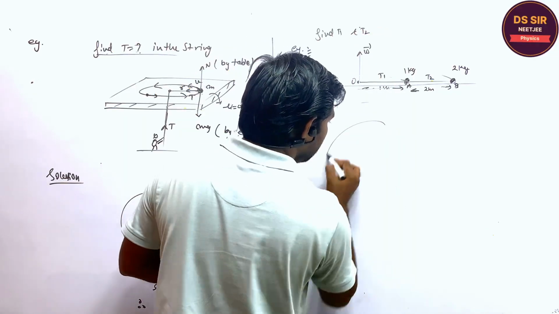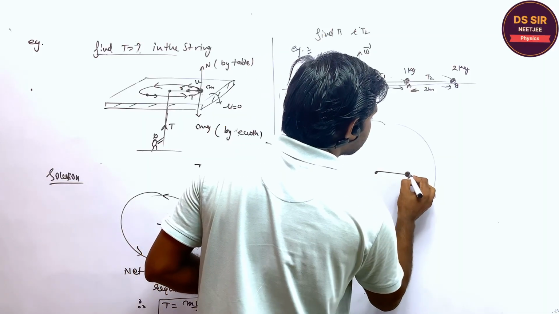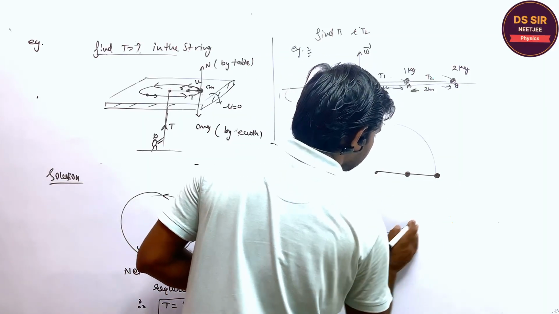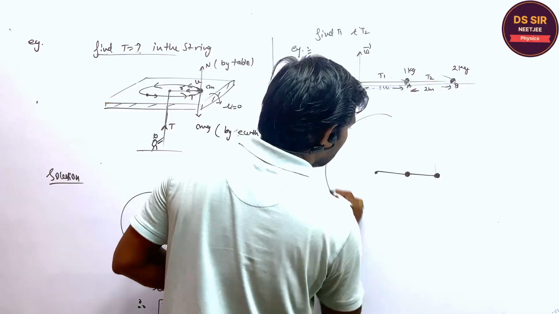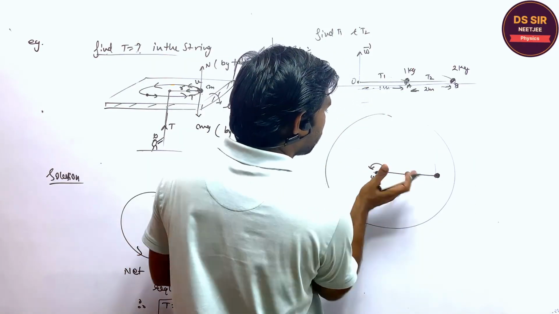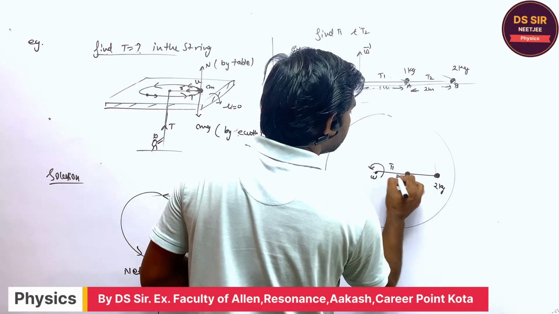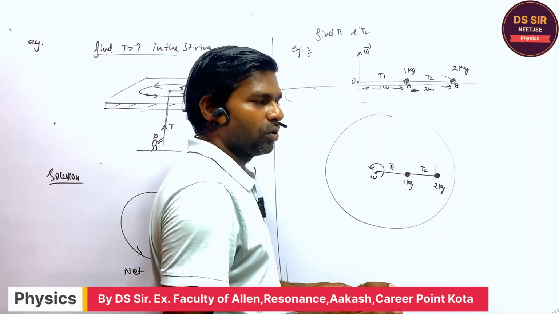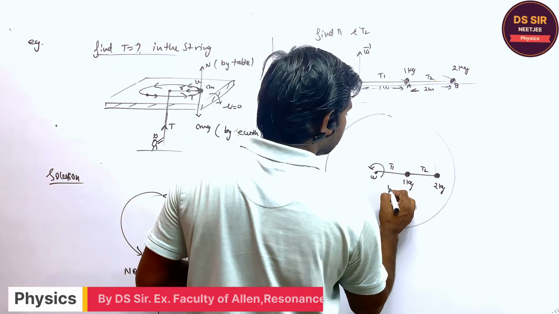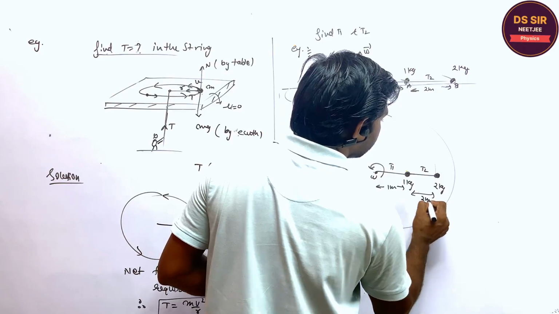If you want to see the top view, this is the one mass, this is the other mass, right? And on the horizontal table, they are rotating like this. This is the angular velocity. This is the 1 kg block, this is the 2 kg block, the strings have tensions T1 and T2. Do you understand or not? This distance is 1 meter, and the length of this string is 2 meter. Is it clear or not?